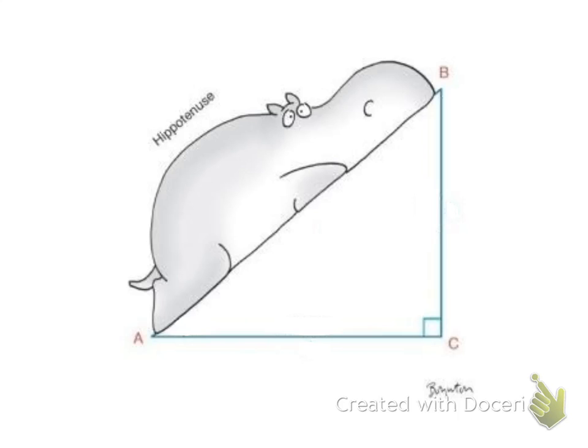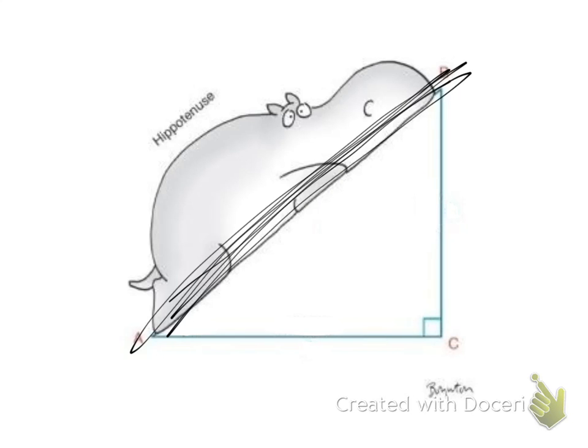So I've got this beautiful picture for you with the hypotenuse, or hypotenuse. I'm not quite sure how to say it, but hopefully that will help you remember the hypotenuse, to imagine a hippo laying on the diagonal side.